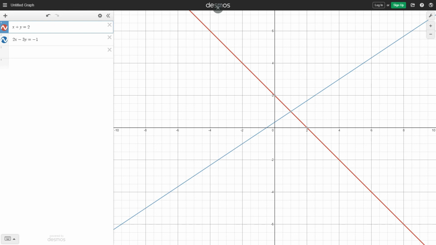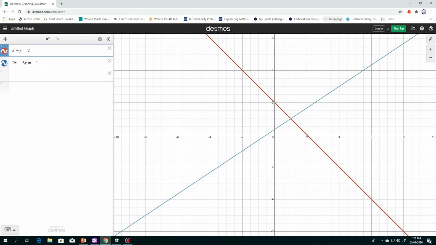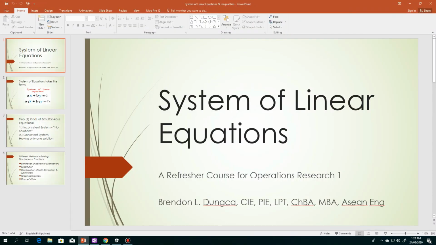We have come to the end of our discussion about system of linear equations. Okay, thank you very much, and stand by for the lesson about Cramer's rule and solving inequalities as well.